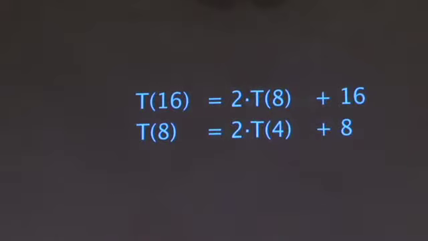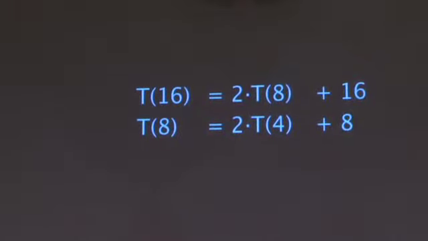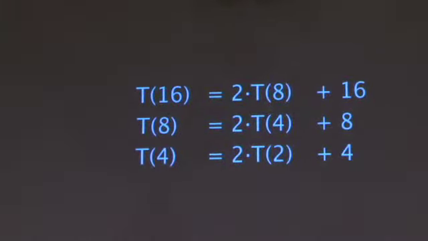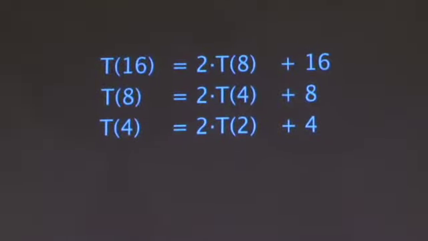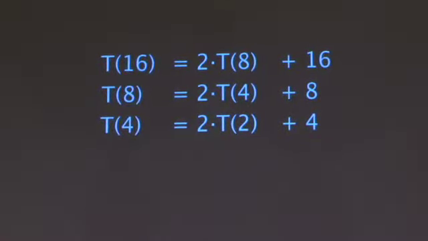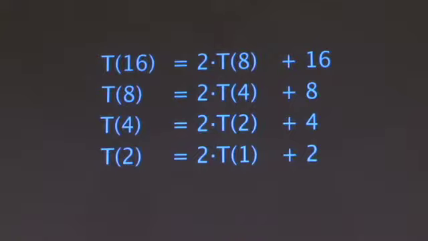So now we have to dive in. And let's do this one because it's relatively easy numerically. What's t of 8? Well, t of 8 is just 2 times t of 4 plus 8. What's t of 4? T of 4 is 2 times t of 2 plus 4. What's t of 2? T of 2 is 2 times t of 1 plus 2. So hopefully this is going to bottom out. And sure enough, what's t of 1?